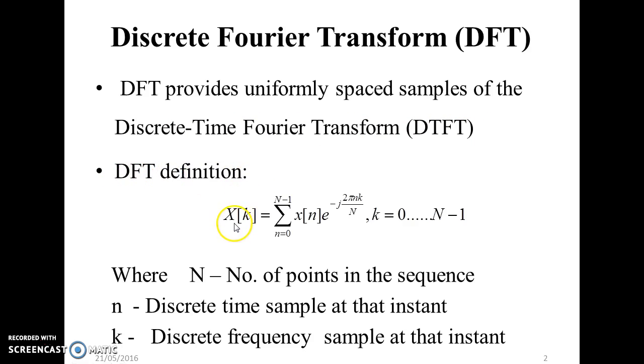DFT definition: X of k is equal to summation over n equal to 0 to N minus 1 x of n e raised to minus j 2 pi nk upon N, for k equal to 0 to N minus 1, where N are the number of points in the sequence, small n is the discrete time sample at that instant, and small k is the discrete frequency sample at that instant.